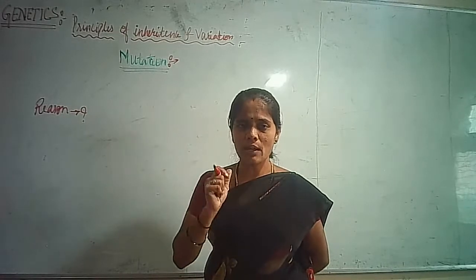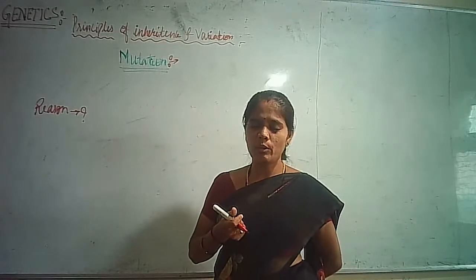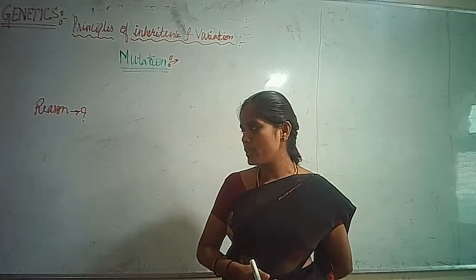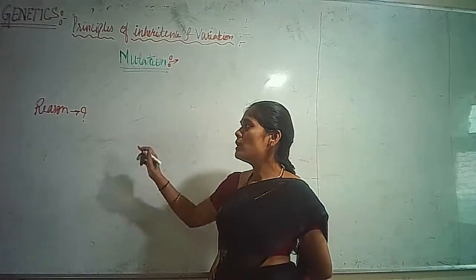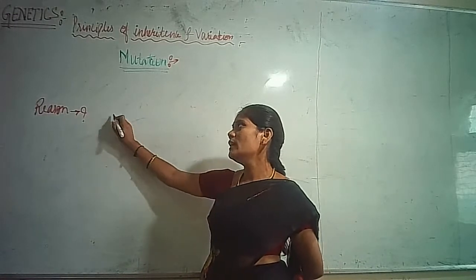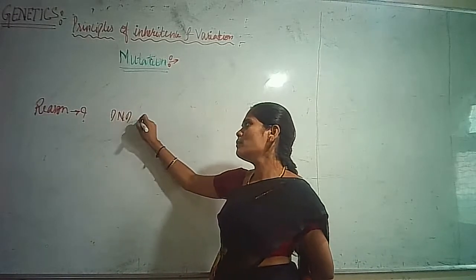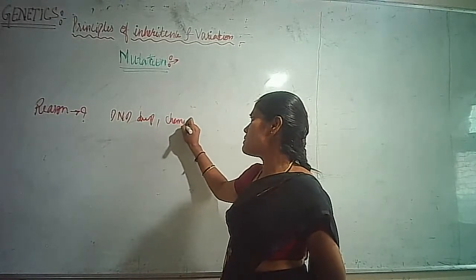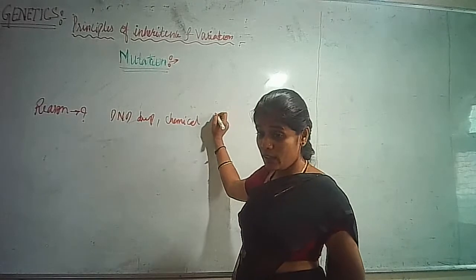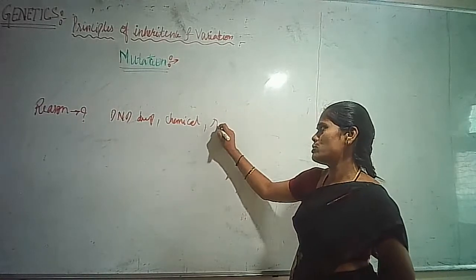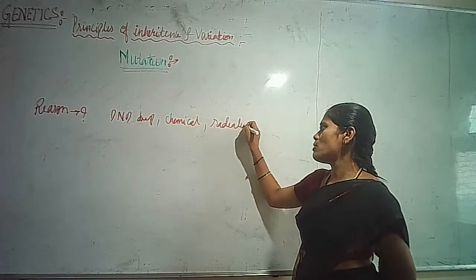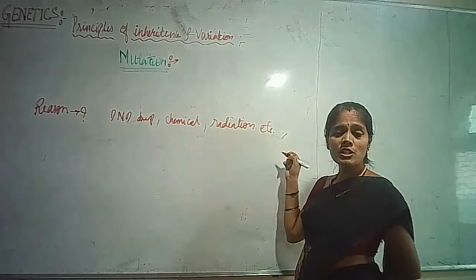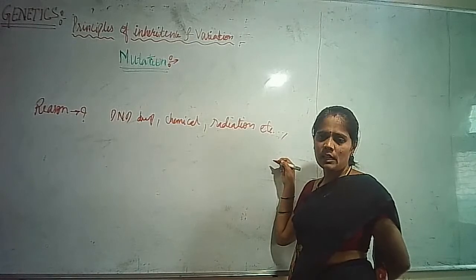I'll tell you in the types of mutations: point mutation, that is gene mutation, and chromosome mutation. I will be telling you people. So the reason may be the DNA duplication time, or some chemicals which are capable of causing mutations, and also radiation. Some radiations also cause mutations in the genetic material.